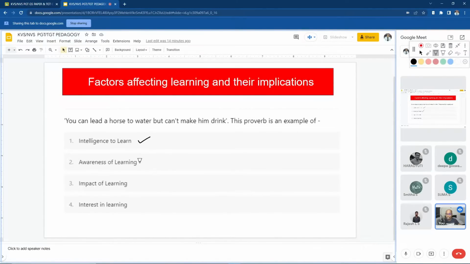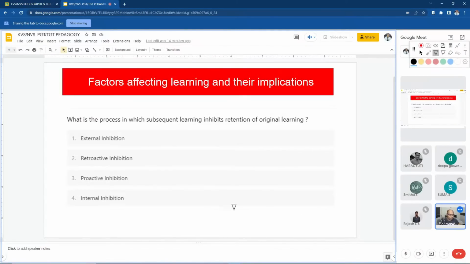So what is this proverb an example of? Intelligence of learning, awareness of learning, impact of learning, or interest in learning. Which one is correct? The correct answer is interest in learning. If they are not interested in learning, even though they come to school, you can't teach them and they don't learn. So interest in learning is the example for this proverb. Deepa ma'am, understood? Yes, sir. Right.